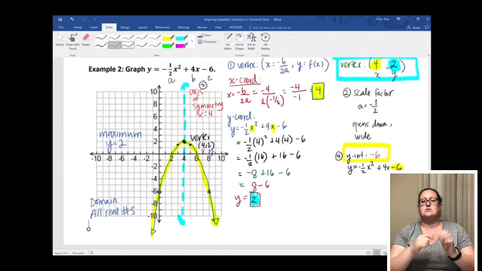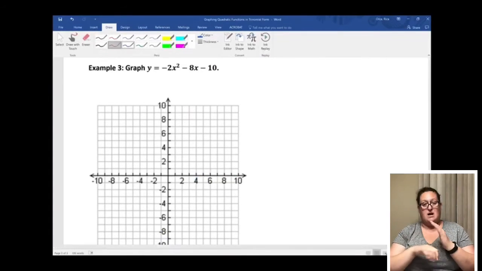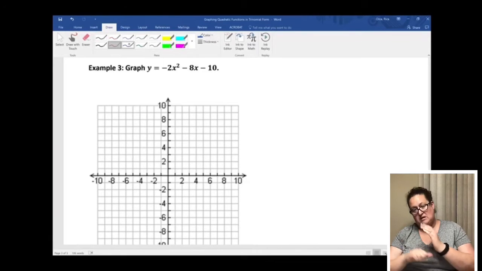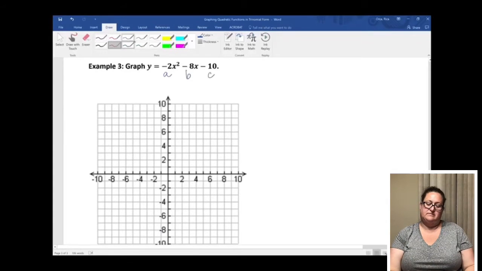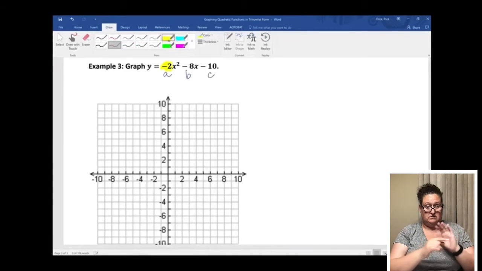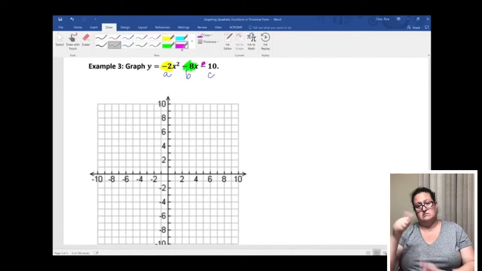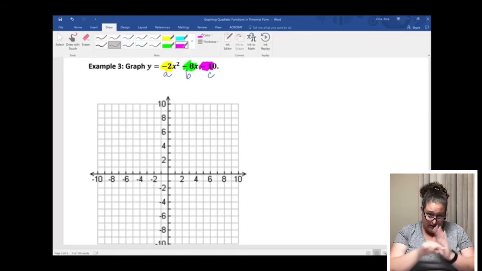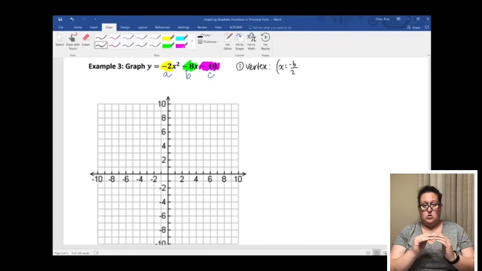Let's move on to example 3. Graph y equals -2x squared minus 8x minus 10. Start off by labeling A, B, and C. A is -2, B is -8, and C is -10. Include those negatives. Step number 1, let's find the vertex. And the formula is x equals -b over 2a, comma y equals f of x.